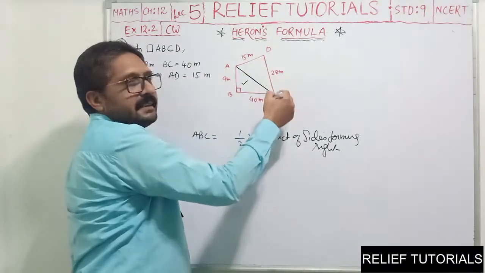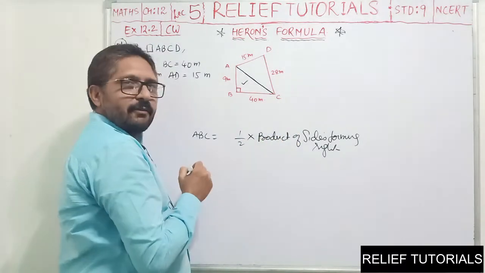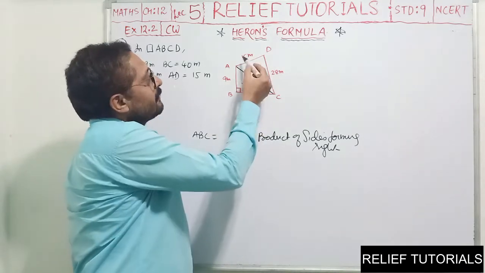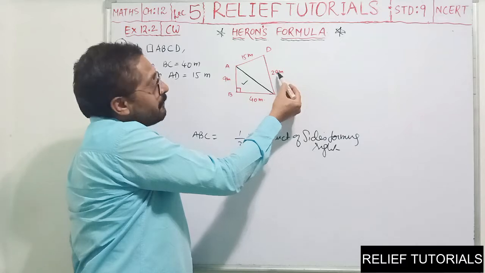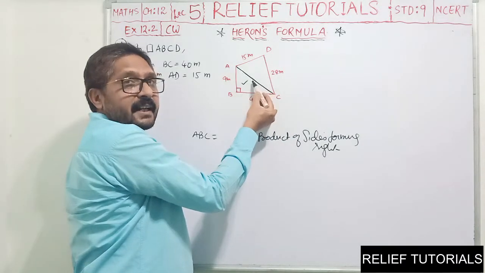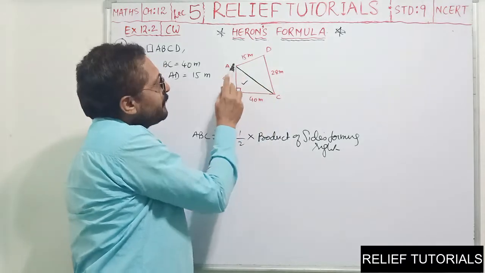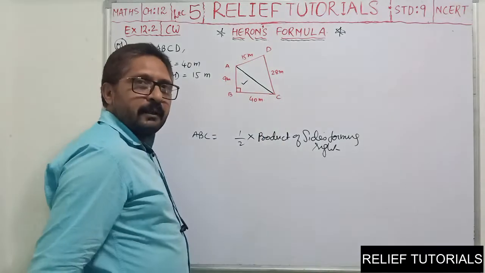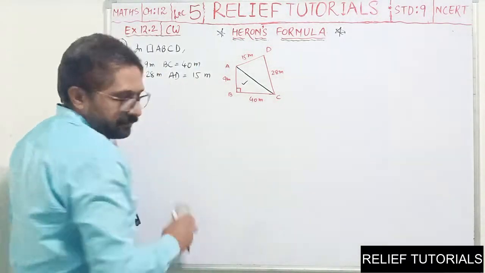What about this ADC? Here it is not a right angle, so we can't use this formula. We don't have the altitude, so we can't use the common formula. Here we have two sides, and in order to find the area by Heron's formula, we want the remaining third side of the triangle. So you have to obtain AC, and that can be obtained by applying Pythagoras. So this is the structure of the problem. So we will approach it now.